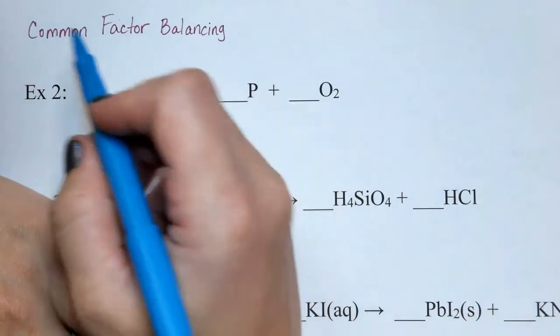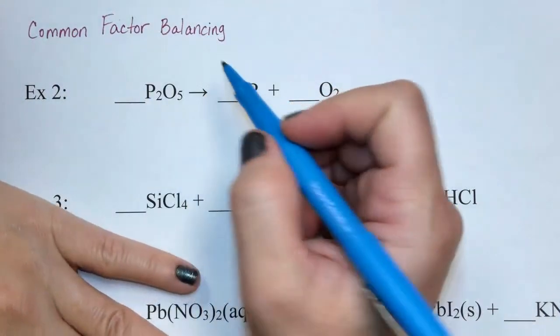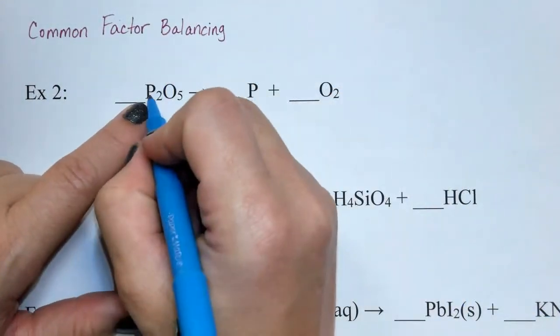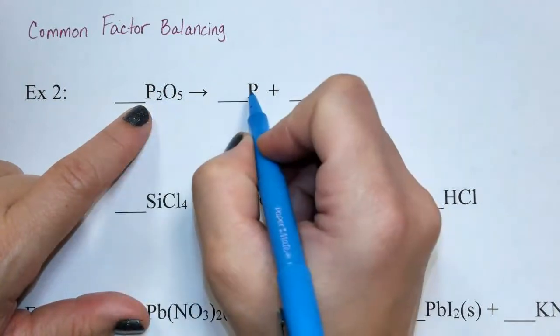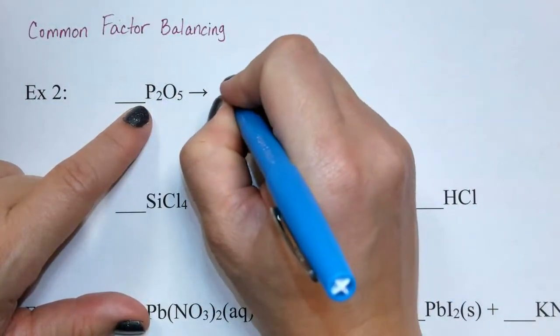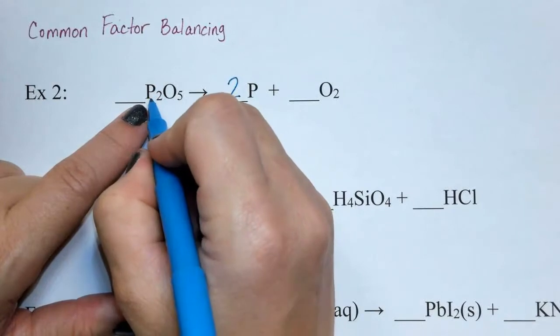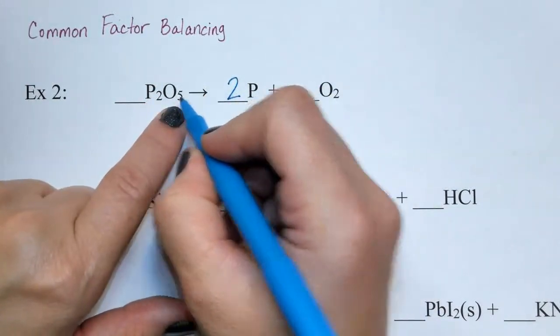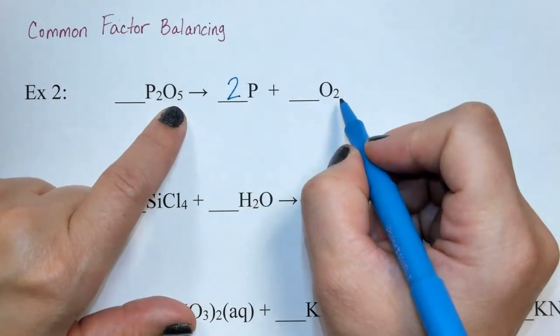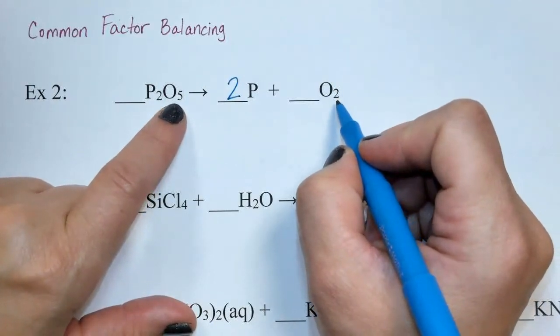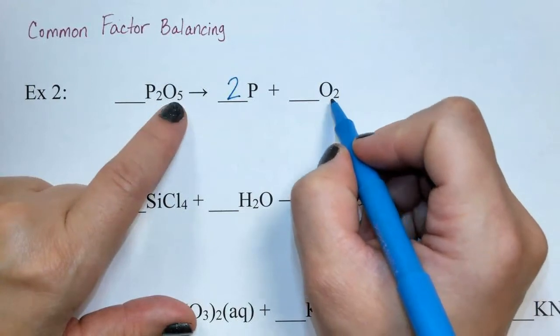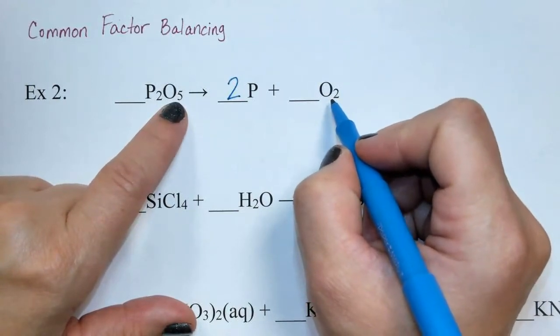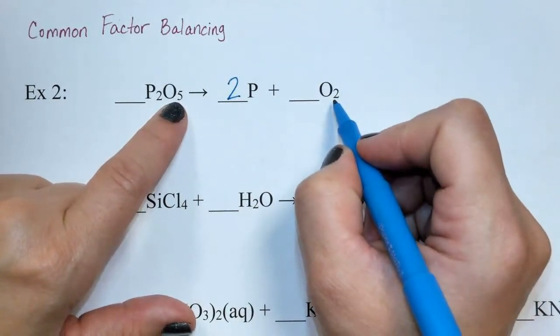The second example involves a common factor balancing. So we will start with our phosphorus. There are 2 on the left but only 1 on the right, so I'm going to put a coefficient of 2 here. Now I have 2 phosphorus, 2 phosphorus. There are 5 oxygens on the left, 2 oxygens on the right. So it would be easiest to use a common factor of 2 and 5, which is 10. So I want to have 10 oxygens on both sides of my equation.